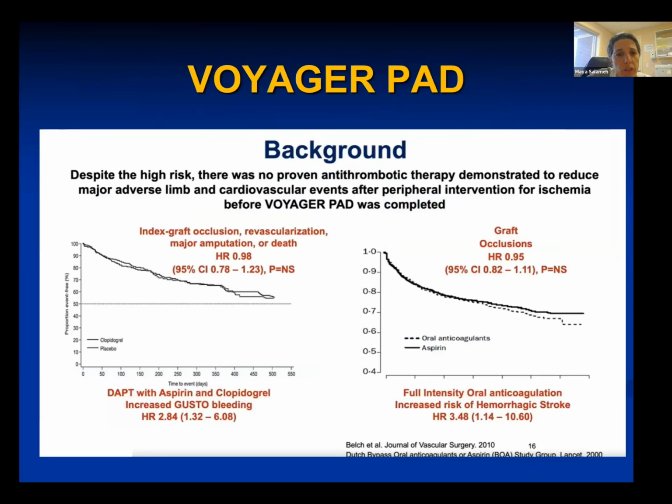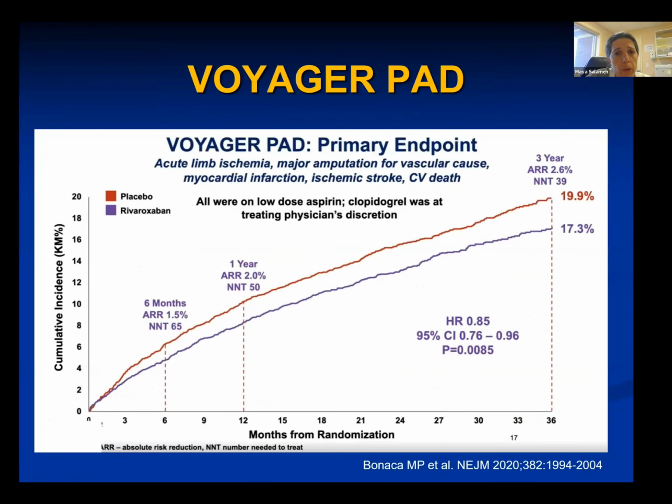The surgeons have looked at this extensively, looking at dual antiplatelet therapy in patients with bypass grafts and also warfarin to help prevent graft occlusions or need for revascularization. And none of these therapies have proven really useful, and warfarin especially carried an unacceptable increased risk of bleeding in those patients. So that's the background for the VOYAGER PAD trial.